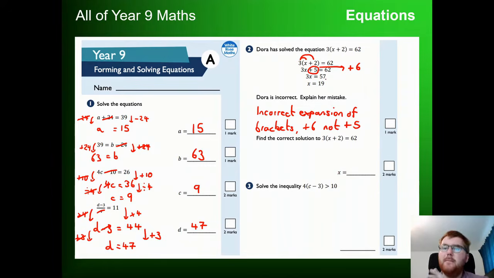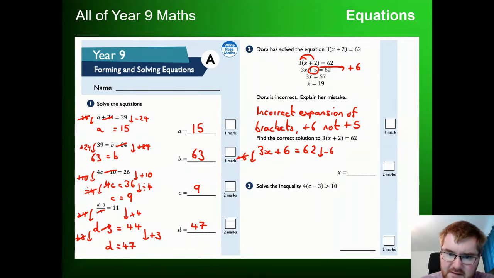And so from that point I'm actually going to solve it, so I'm just going to replace the 5 with a 6, and now I'm going to use exactly the same process that I did over here on the left hand side. So the plus 6 is annoying. What's the opposite of plus 6? Well, minus 6 on both sides. This cancels, leaving us 3x is equal to 62 minus 6. So that's going to give us 56.